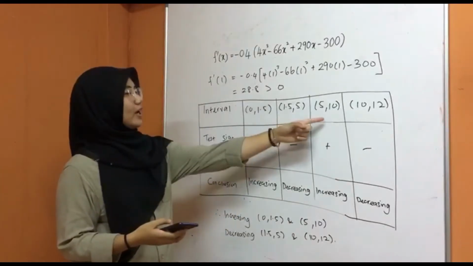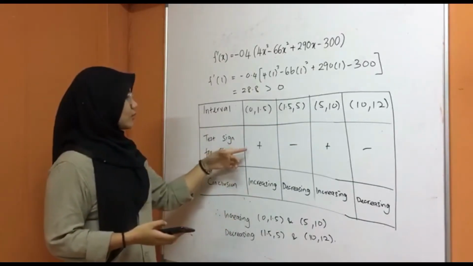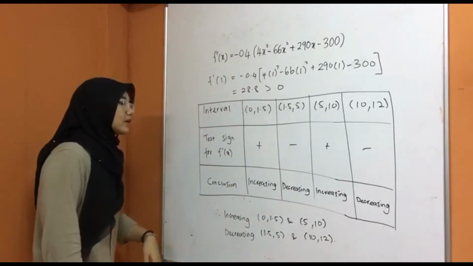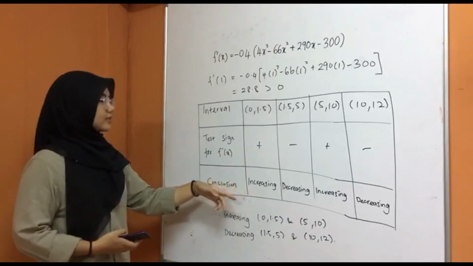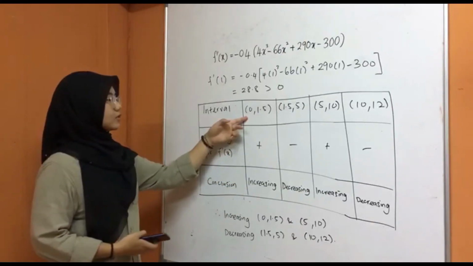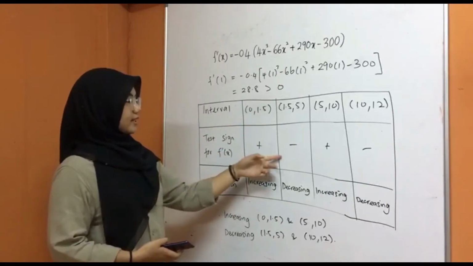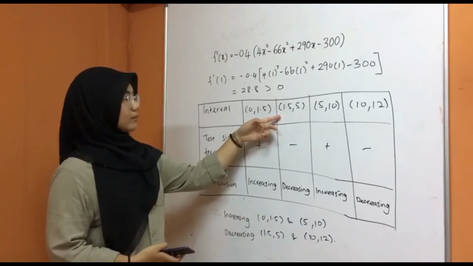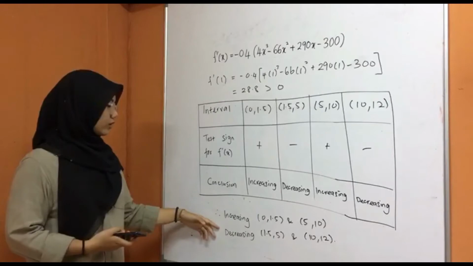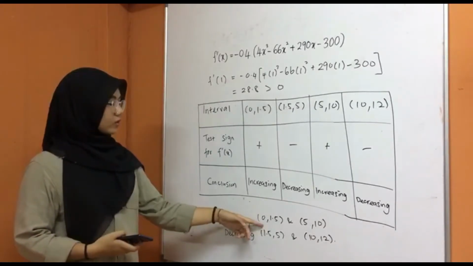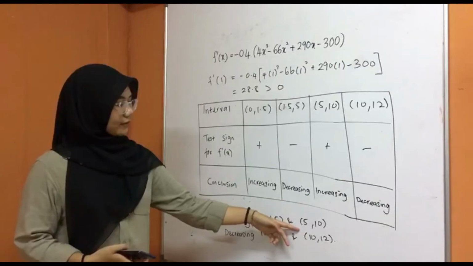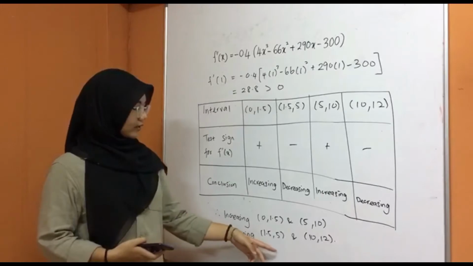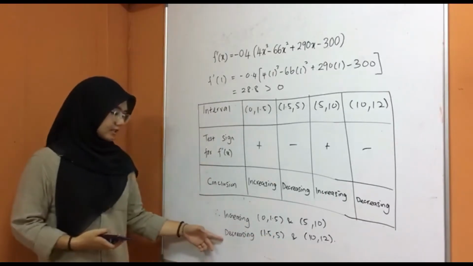For the next three intervals, we use the same steps, so we get positive, negative, positive, and negative. When the sign is positive, the graph is increasing, at interval 0 to 1.5, and when the sign is negative, the graph is decreasing, at interval 1.5 to 5. To conclude, in the intervals 0 to 1.5 and 5 to 10 the graph is increasing, and in the intervals 1.5 to 5 and 10 to 12 the graph is decreasing.